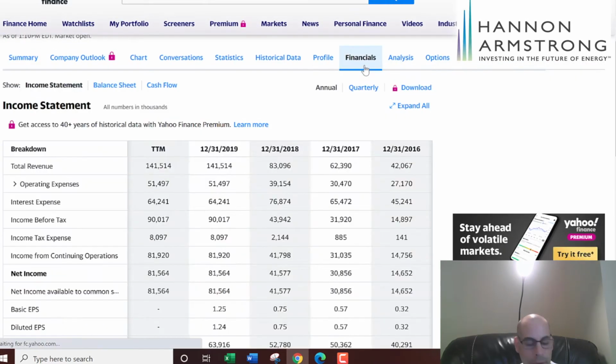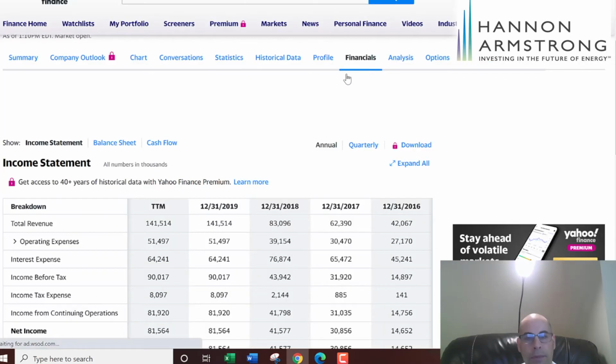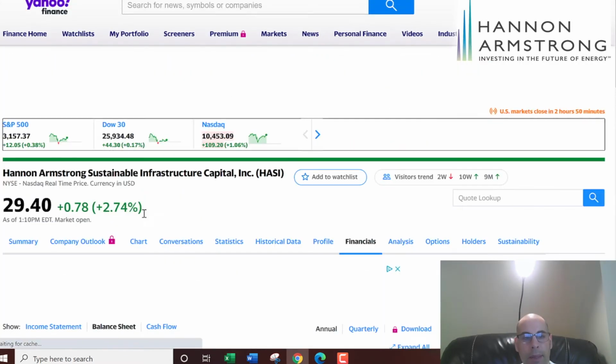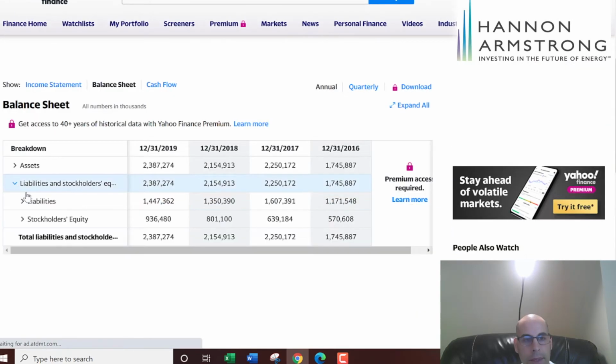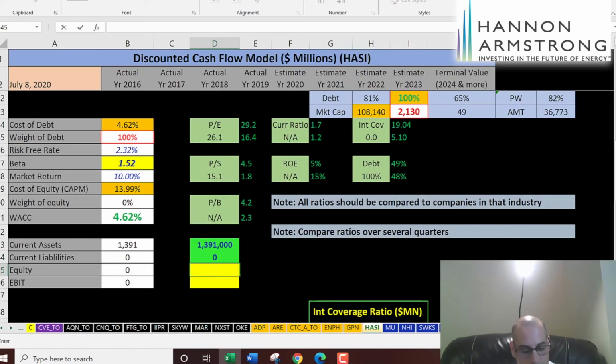Let's get some more information from the balance sheet. We need their equity. That's total assets minus total liabilities. And that's $936 million. And I pulled their current assets, that's $1.4 billion. They don't have any current liabilities.